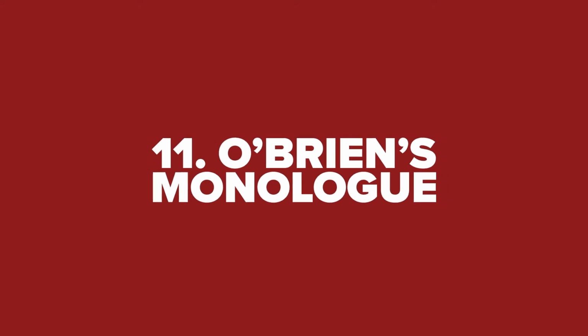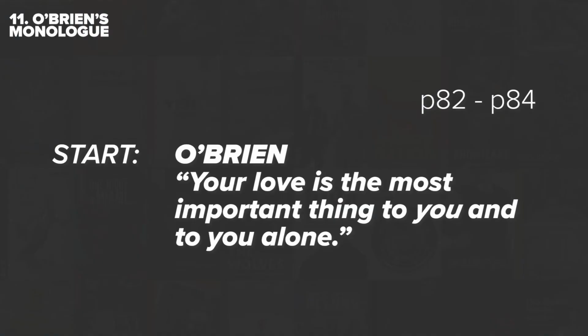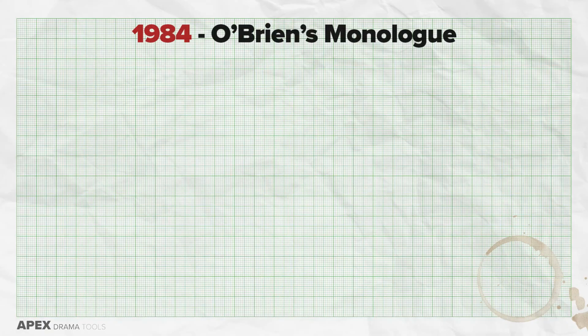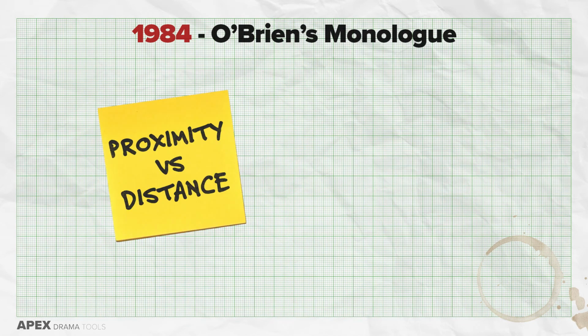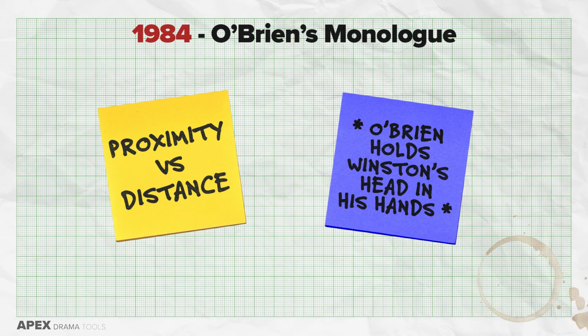O'Brien's monologue. During Winston's torturing, O'Brien has a monologue attacking Winston. Start at the line, "Your love is the most important thing to you and to you alone." Explore the power and authority O'Brien has here, as well as his physical interactions with Winston. What do you think's more powerful here? Proximity or distance? Also explore the stage direction. O'Brien holds Winston's head in his hands.